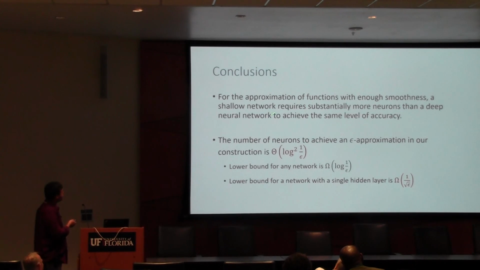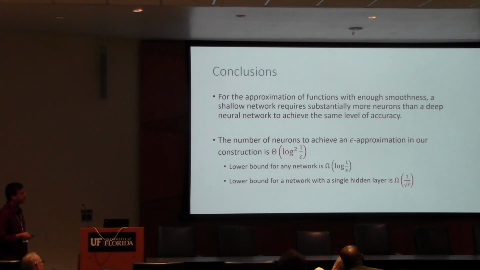So for approximation of functions with enough smoothness, a shallow network requires substantially more neurons than deep networks to achieve the same level of accuracy. The main quantitative results are that we have a construction that uses log squared of 1 over epsilon neurons, whereas the lower bound for any network is log of 1 over epsilon. And if you use just a single hidden layer or a fixed number of hidden layers, it will be polynomial in 1 over epsilon. So in that sense, we get a near exponential reduction in the number of neurons by using more layers. That's the main point. Okay? Thank you.